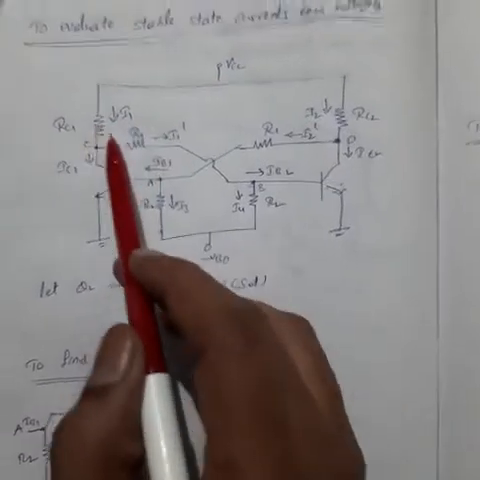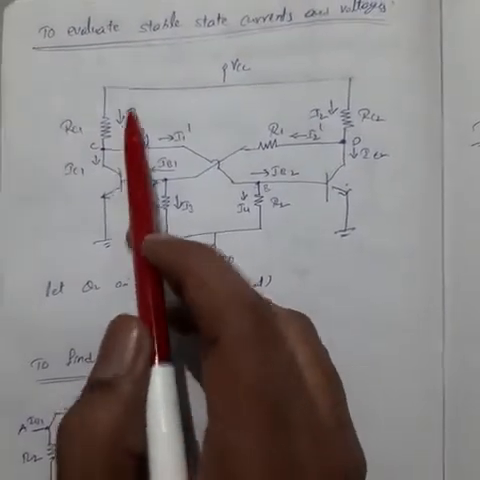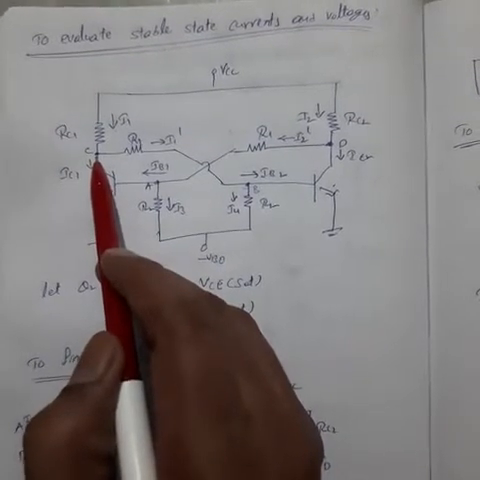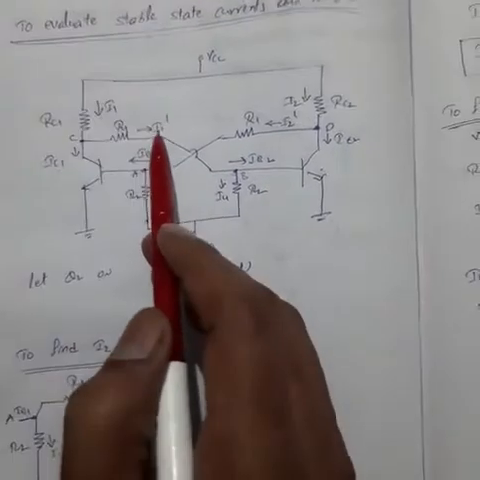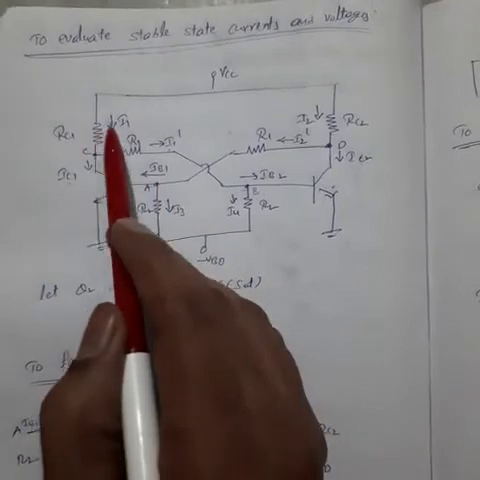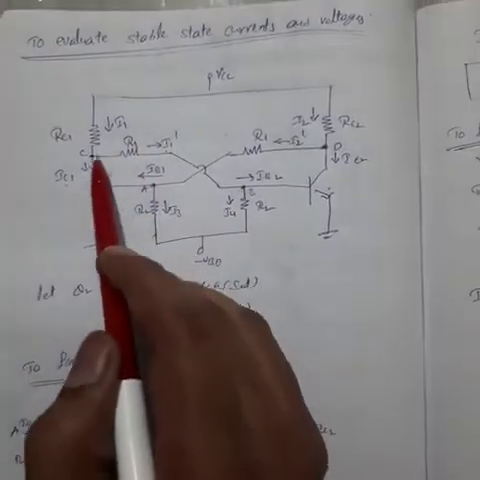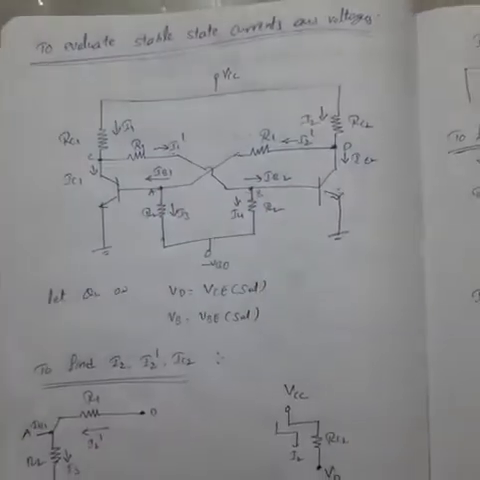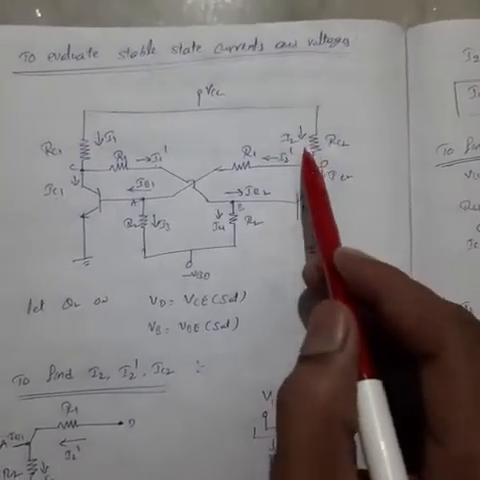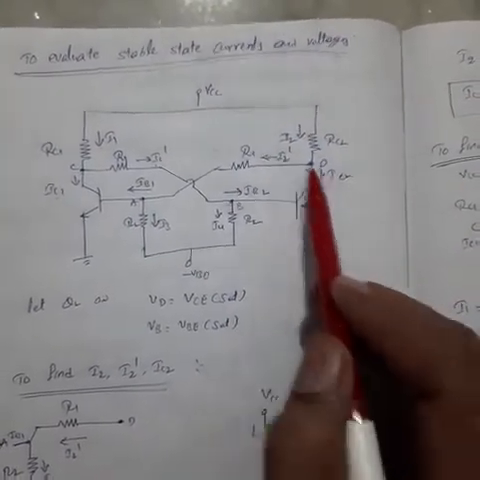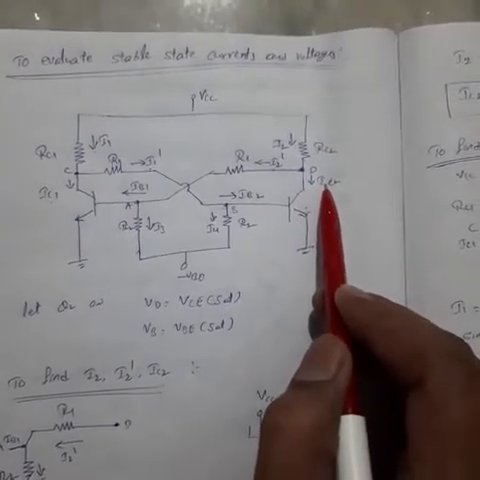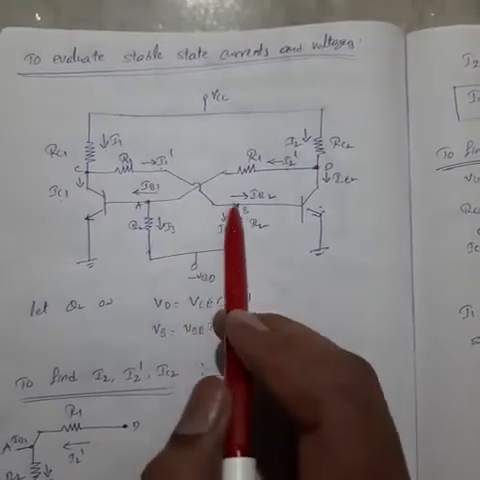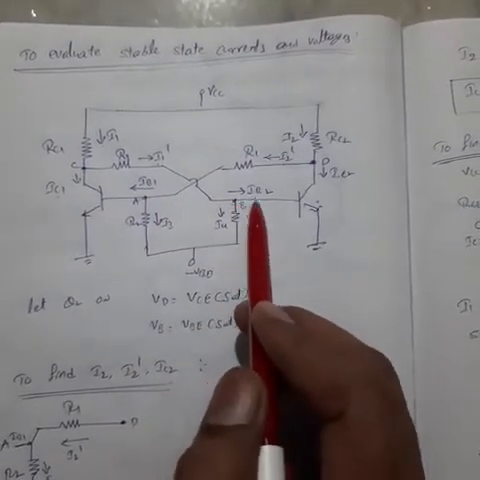Here, let us assume this is the current I1. I1 can be split into IC1 plus I1 dash. So from VCC, I1 can be divided into IC1 and I1 dash. Similarly, current I2 can be divided into I2 dash plus IC2. Again, this I1 dash is divided here.